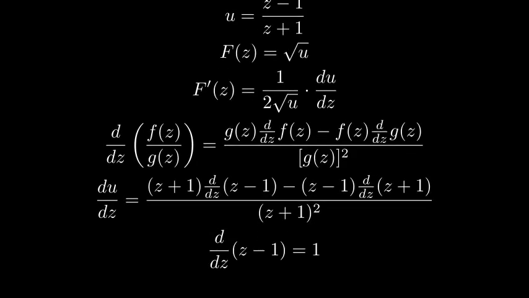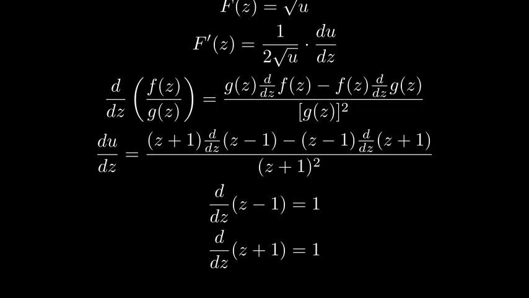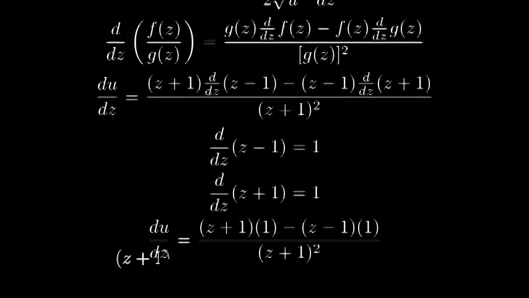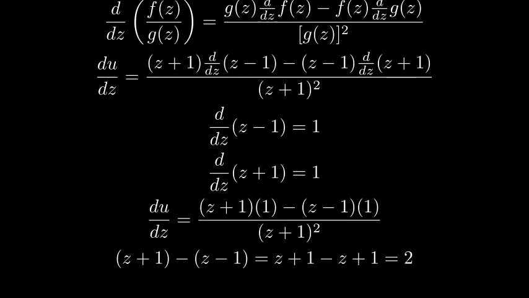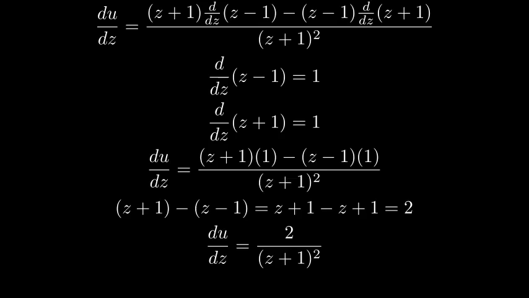The derivative of z minus 1 is 1, and the derivative of z plus 1 is also 1. Substituting these in, we get (z plus 1) times 1 minus (z minus 1) times 1, all over (z plus 1) squared. Let's simplify the numerator. z plus 1 minus z plus 1 equals 2, so du/dz equals 2 over (z plus 1) squared.